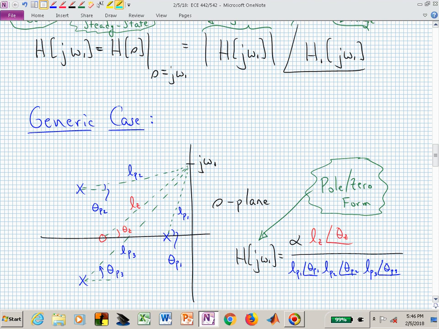We now have 3 poles and a 0 for capital H of s. Each of those poles and 0, each of those singularities contribute some to the magnitude response and some to the angle or phase response of that system H. And if your system is written in pole-zero form, it will have a zero factor, it will have pole factors, and it will have some gain constant that I'm just representing as an alpha.